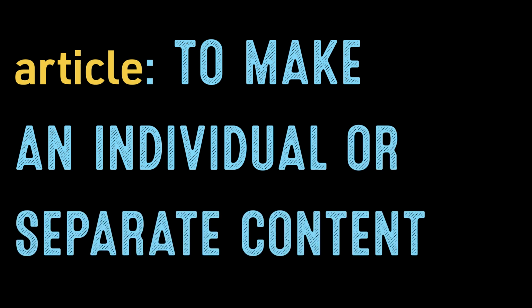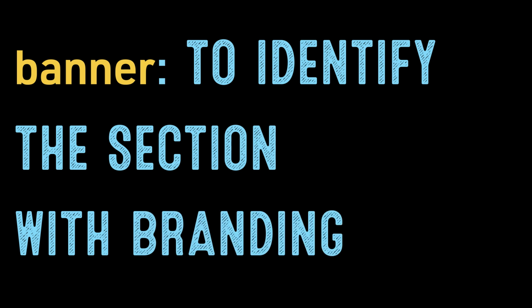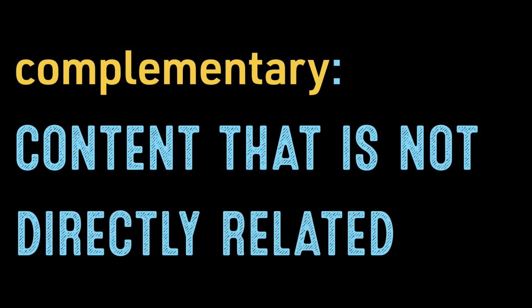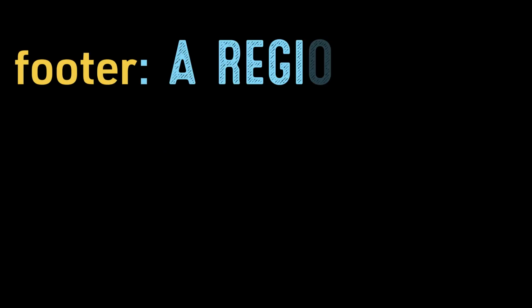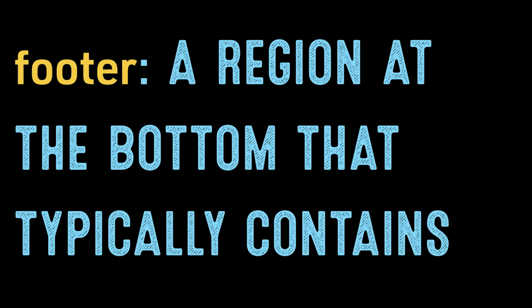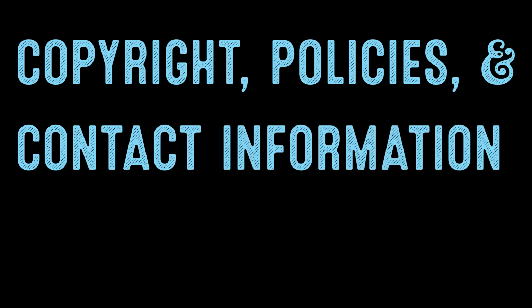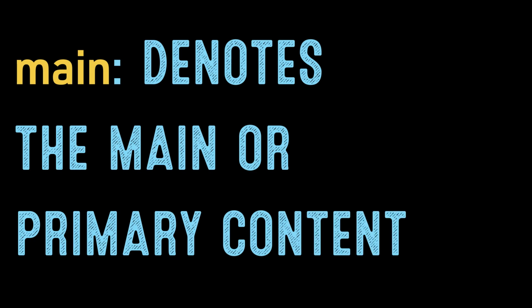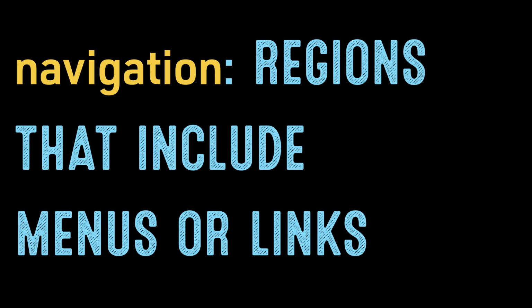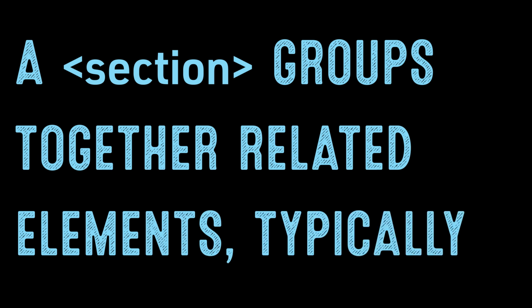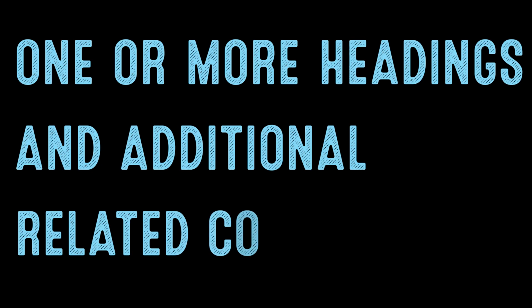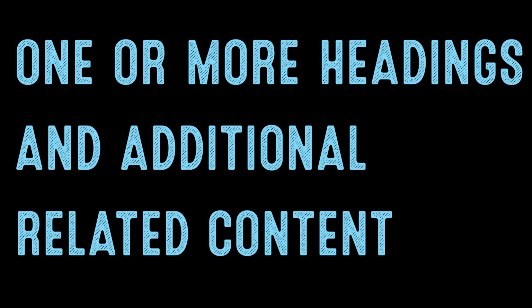Here are some commonly used values for the role attribute. Article, to make an individual or separate content within a main section. Banner, to identify a section with branding information, also known as page heading. Complementary, content that is not directly related to the main content, also known as an aside. Footer, a region at the bottom that typically contains copyright, policies, and contact information. Main, denotes the main or primary content. Navigation, regions that include menus or links. Section, groups together related elements, typically one or more headings, and additional related content.